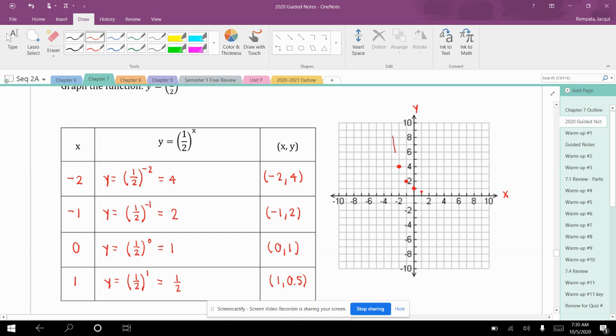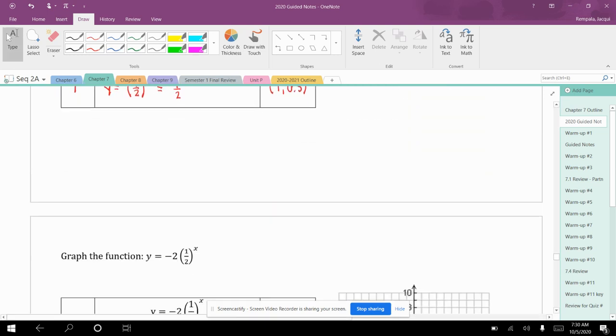So notice that there is a curve. I'm going to connect these points, and it's curving down. And once again, we're going to be getting closer and closer and closer to the x-axis, but not actually touching or crossing. And then this would be my graph. Let's do one more example.